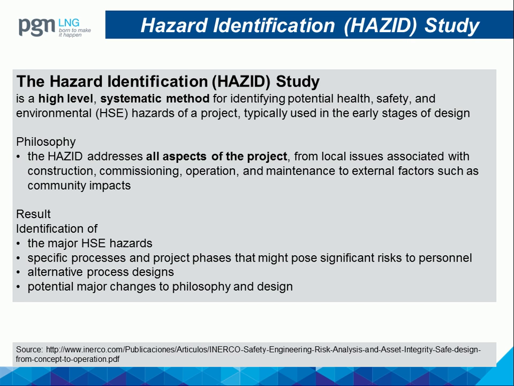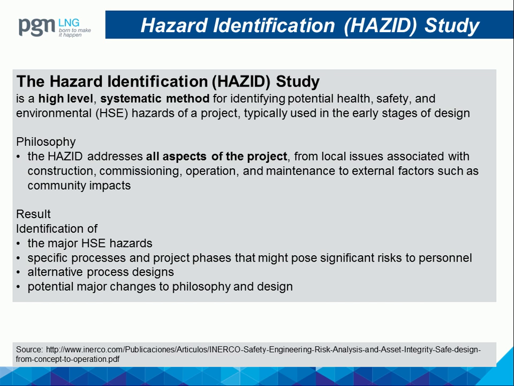So basically, HAZID is very high level. It's a systematic method to identify what kind of potential health, safety, and environmental hazard of a project. And this is typically used in early stage of design because you do not go deep into the design itself. So it's more the surrounding, what kind of the major hazard, what kind of process or project phase that might pose significant risk to personnel. So is there any alternative process design?